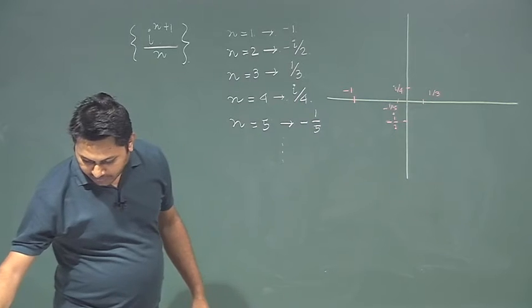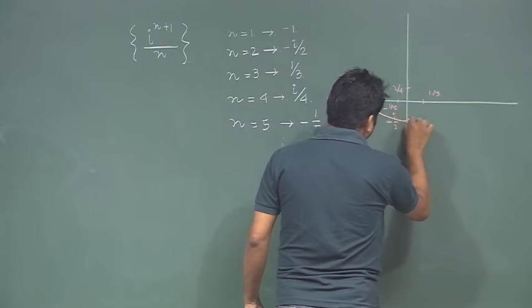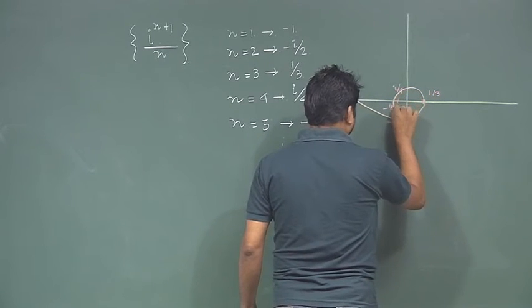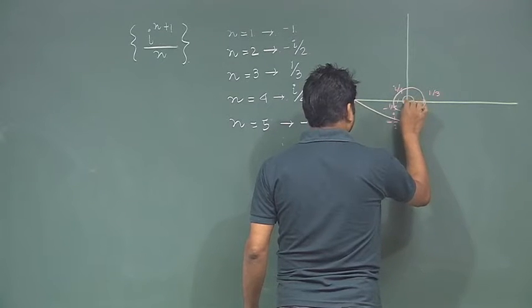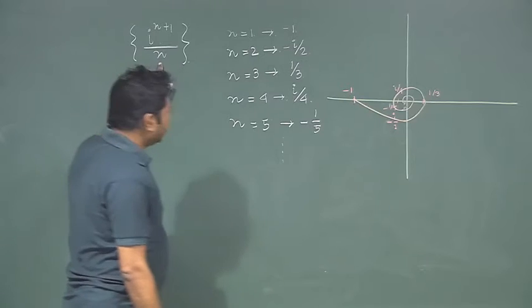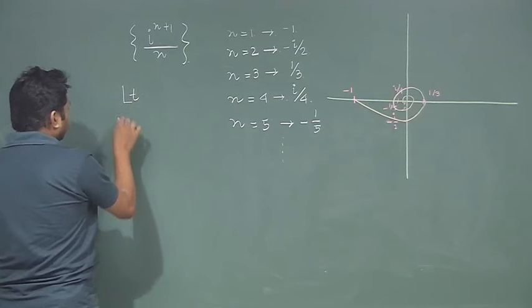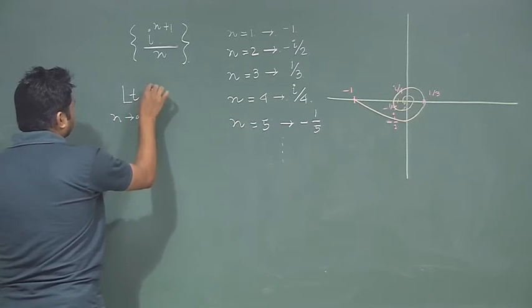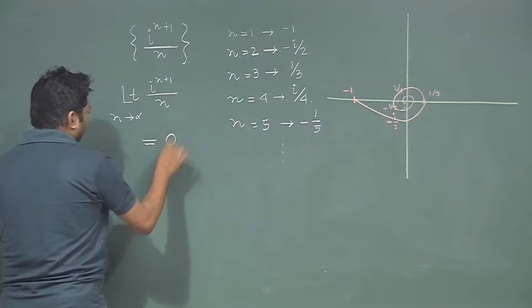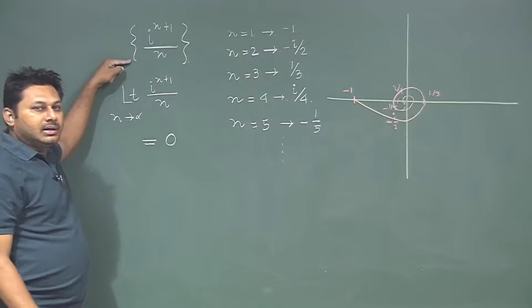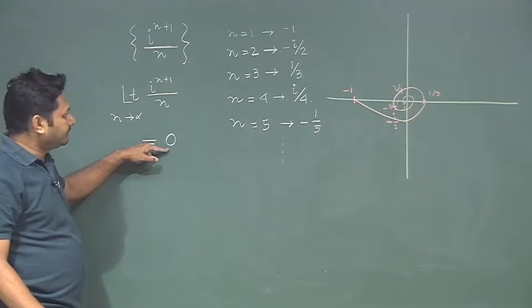So, if I now draw these things, I can find this function is changing like this, and it seems to go to some value like 0. And obviously, if you take the limit as n tends to infinity of i to the n plus 1 by n, the result is 0. So, that means this sequence is converging, and converging to the value 0.